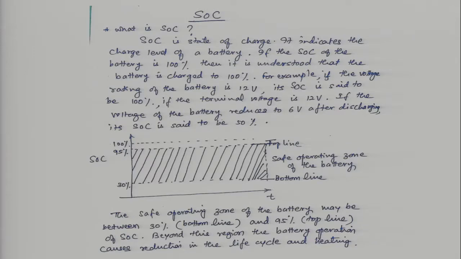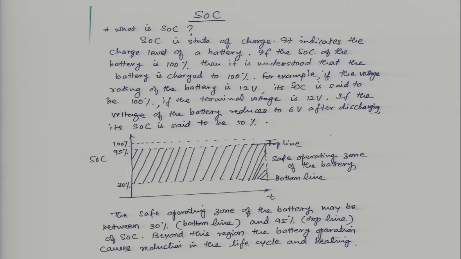So between 3.6 and 11, the region in which the battery operates is known as the safe operating zone of the battery. So what is the meaning of safe operating zone? It is always recommended to operate the battery in the safe operating zone so that the life cycle of the battery is increased and the heating of the battery elements can be minimized. Beyond this region, the battery operation causes reduction in the life cycle and heating.